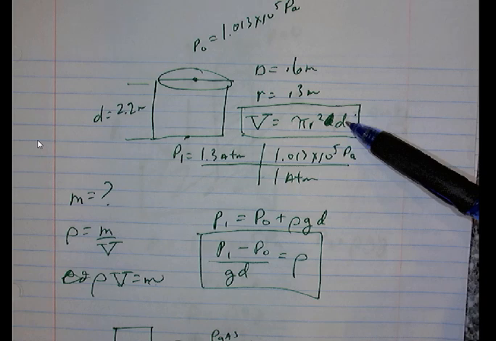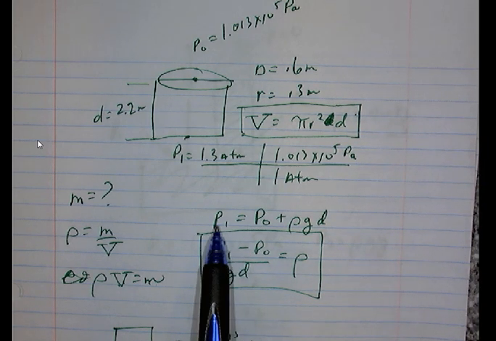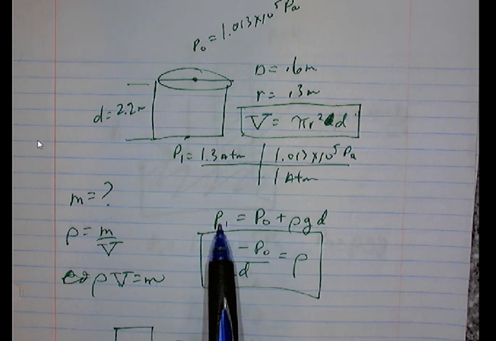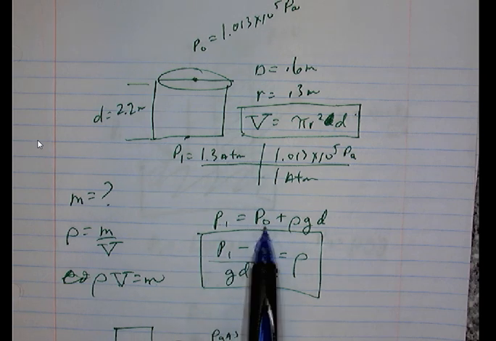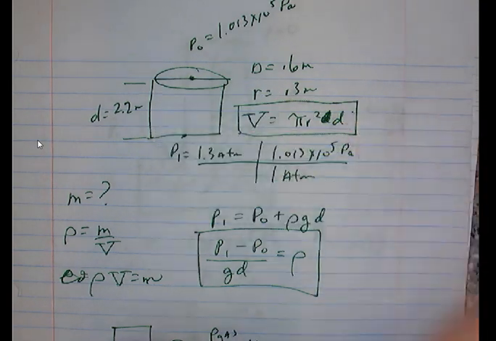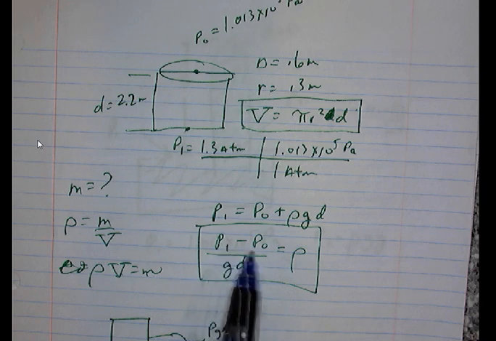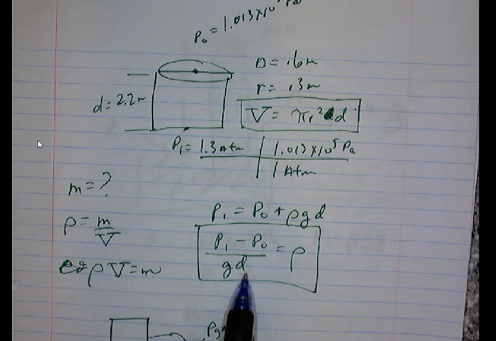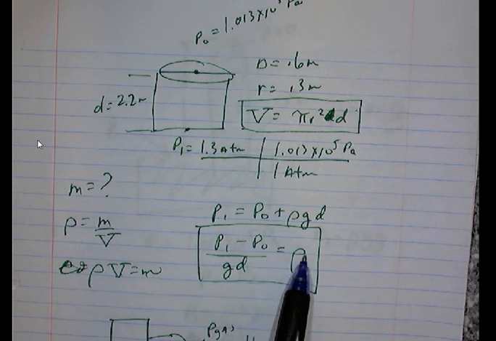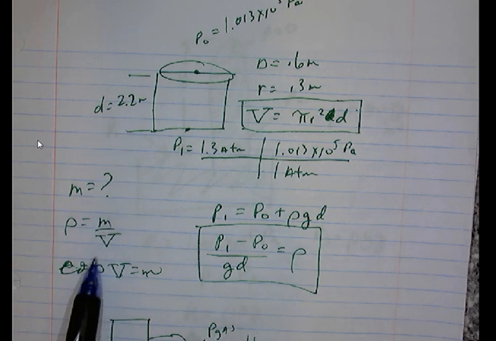That's the volume of a cylinder. Okay, so I'll recap this, but let's follow along. Pressure at the bottom is equal to pressure at the top plus rho g times the depth, which I call d here. A little bit of algebra: pressure at bottom minus pressure at top divided by g times d gives me the density. And I'm really looking for the mass though.